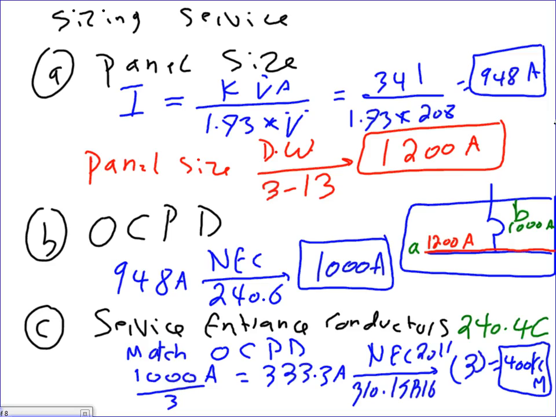I'm sorry, 341, Mr. Rivera? That's the total of all the KVA, yep. I should have put K here, because otherwise it will be confusing. 300K, 341K.